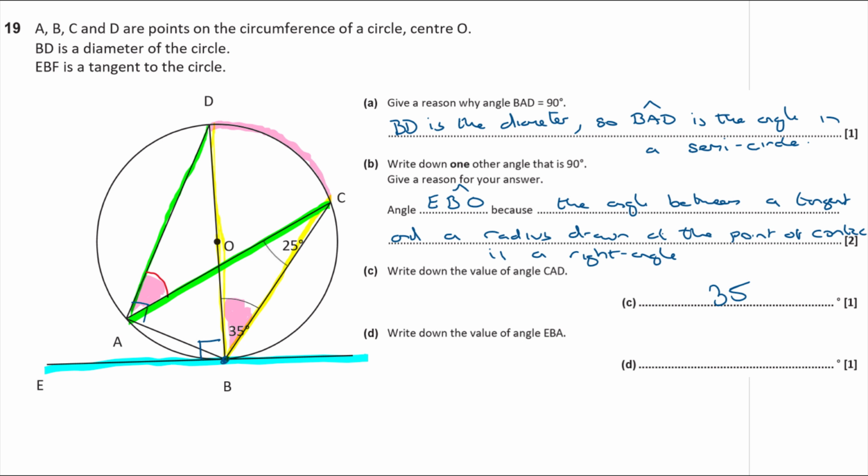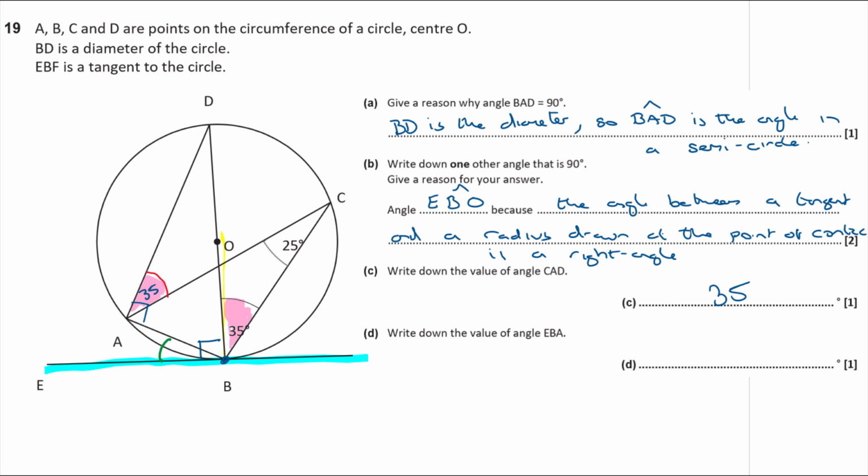And write down the value of angle EBA. EBA, where's E? Can't even see E. Oh, EBA. So what is this angle? So again, I'm going to get rid of some of my colours because it's confusing. I have too many. So we said this one was 35. I'm going to write that one. Right, so we want EBA, which is that angle down there.